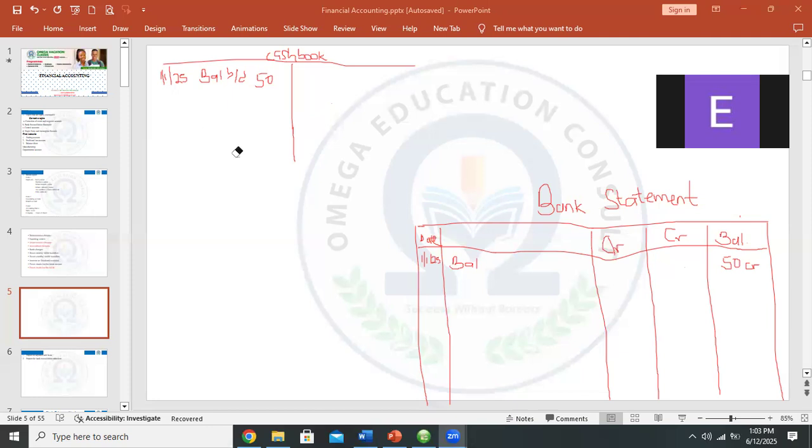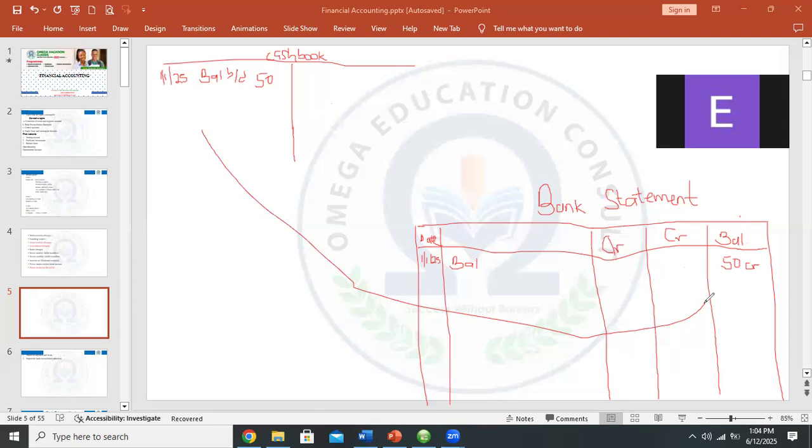This debit side, the receipt side, corresponds to the credit side of the bank statement. So when you receive a check, in your bank statement it is credited. If you have heard people say, "I credit my account," or "My account has been credited," it means that you have received a check or money into your bank account.